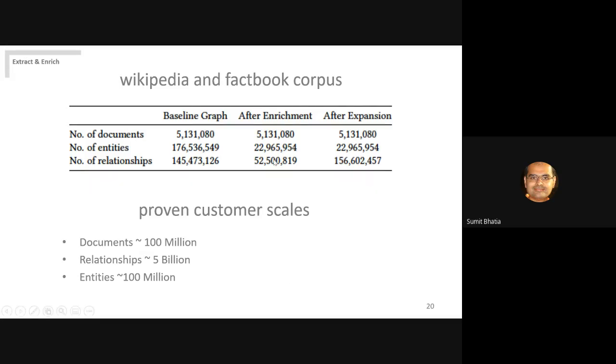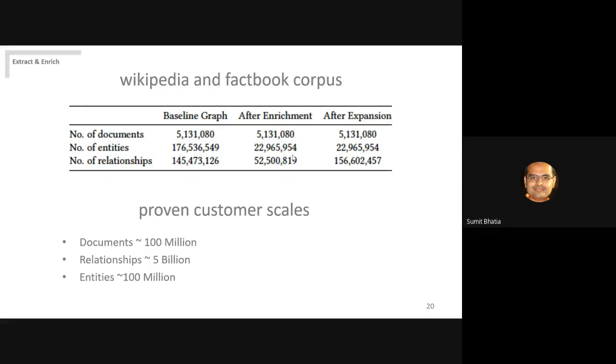So what has happened is you have consolidated the information, you have made your graph more clean, and at the same time, you have reduced the size of the graph. So it will be much easier and more efficient to process. From 176 million nodes, you have come down to 23 million nodes. Almost a 1:8 comparison.